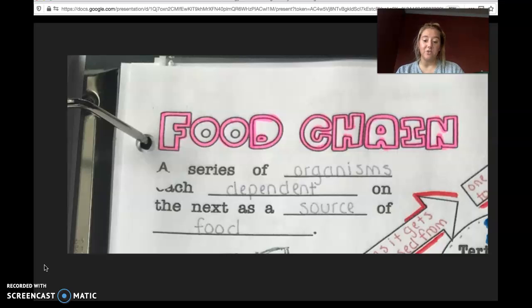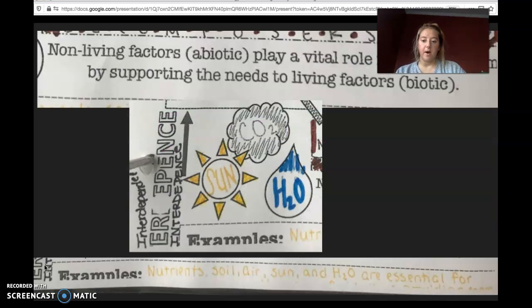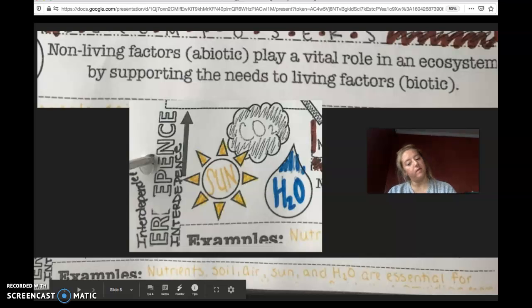Alright, so this is a food chain. It's the simplest way we show our energy transfers. It's a series of organisms, each dependent on the next as a source of food. The very bottom of our food chain is actually not anything living at all.